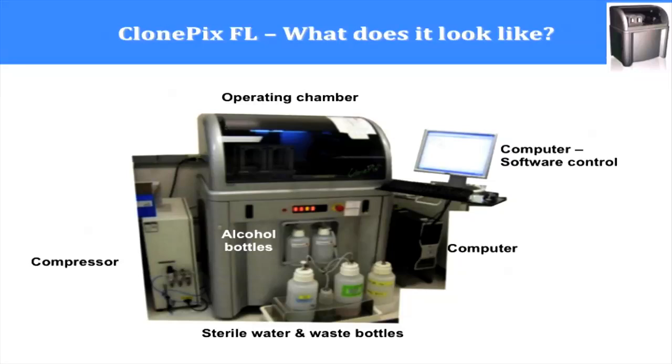Now let's look at what the ClonePix looks like. We have a little bit older version of it now. It probably looks a little bit different, but it's still pretty good. Of course, this is the machine. We have the operating chamber right here. This one can open up where you put the plates in. And here's the alcohol bottle, with connected tubes going into the chamber to sanitize the whole system. And we have the water bottle here and the waste.